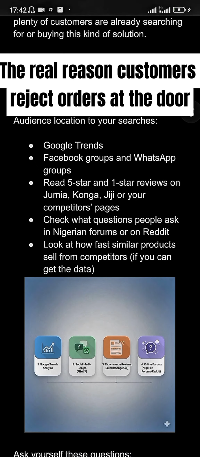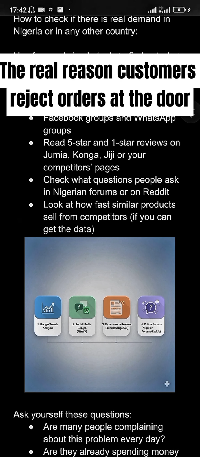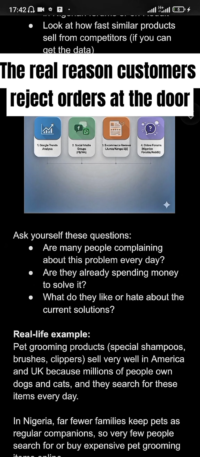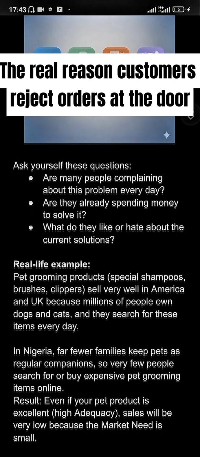Okay. So you can simply go to Jumia, Konga, GG, or you come to the source page. Check what questions people ask in Nigerian forums or on Reddit. Nigerian forums like Naira Land, all these places. So you can also look at how fast similar products sell from competitors, that is, if you can get the data from them. These things will give you an idea of what the target audience wants.